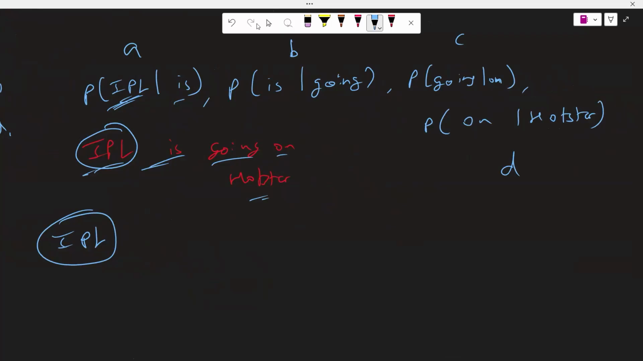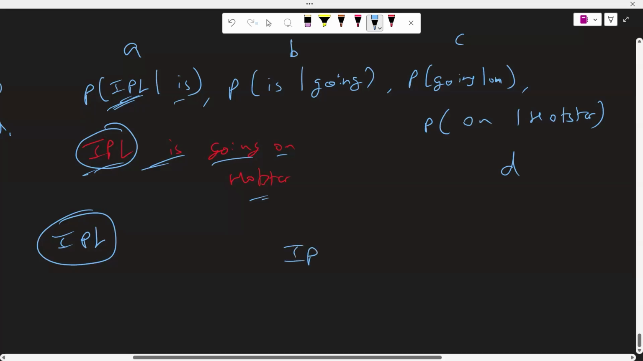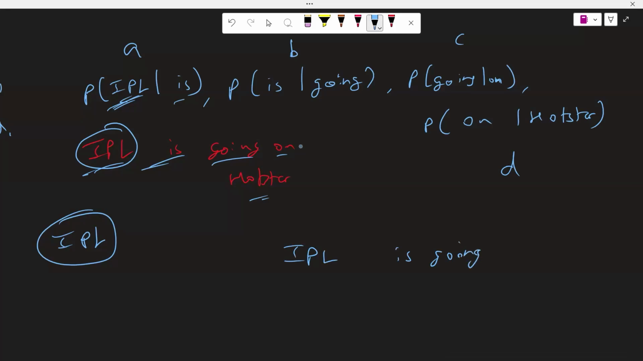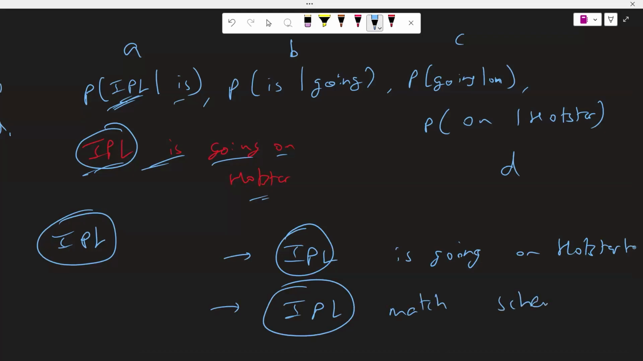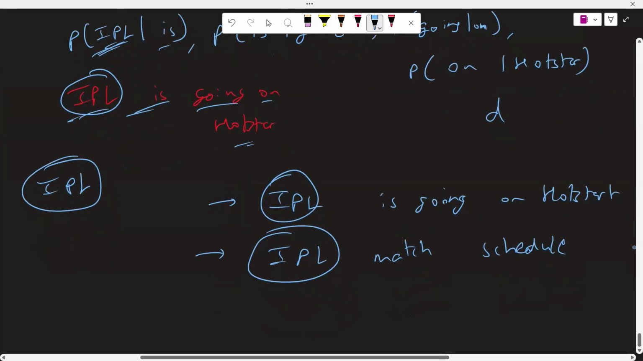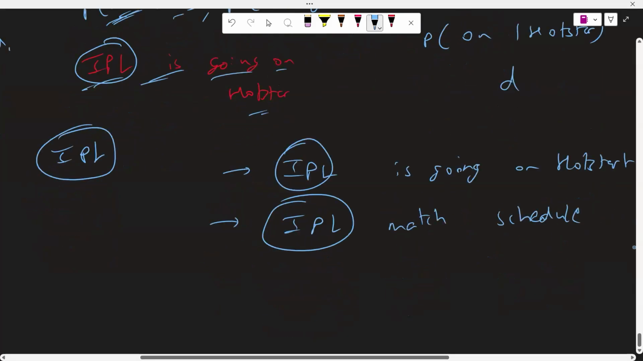Now, in a hidden Markov model, to find the probability of a sentence occurring, like if I type IPL, whether the sentence should be "IPL is going on Hotstar", or let's say the sentence should be "IPL match schedule". Okay, between the two sentences, which sentence should be recommended, right?